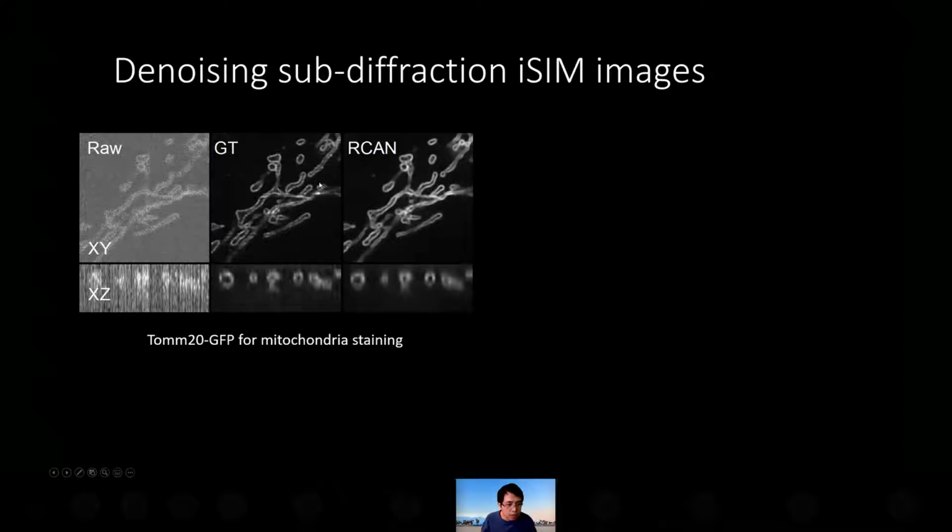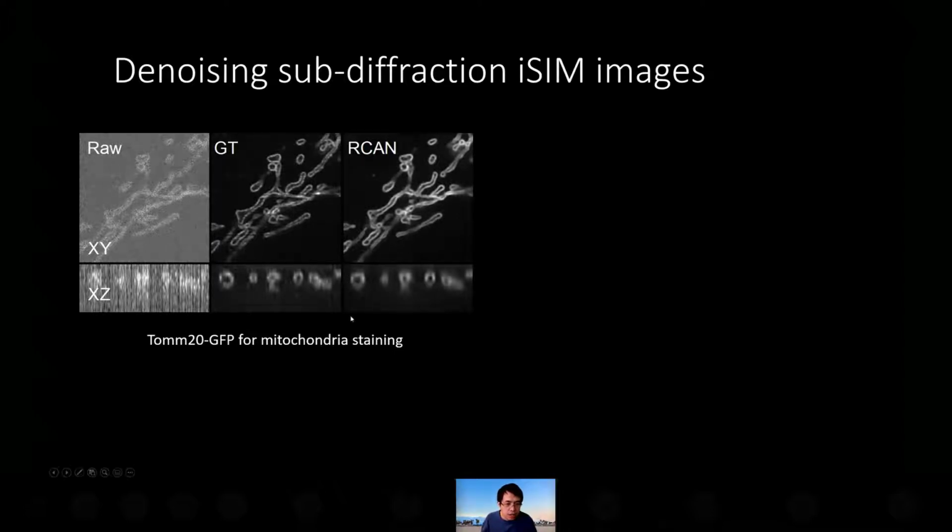In the middle column are the ground truths. Basically, those are the same field of view, but excited with a much higher excitation power. So you can see much better structures, and we can clearly see the resolution. Although the iSIM in principle should provide us 140 nanometer resolution in XY, because of the noisy images, the resolution was buried.